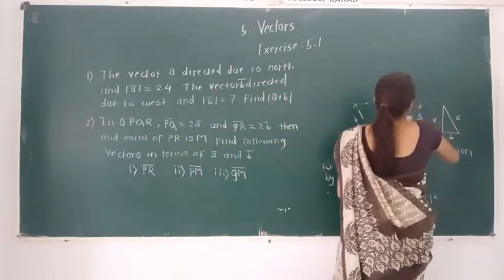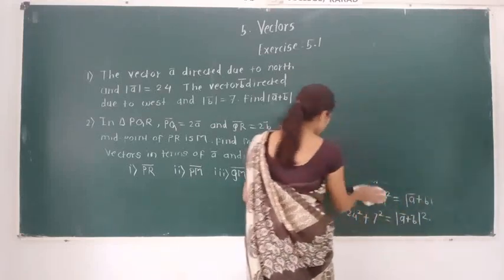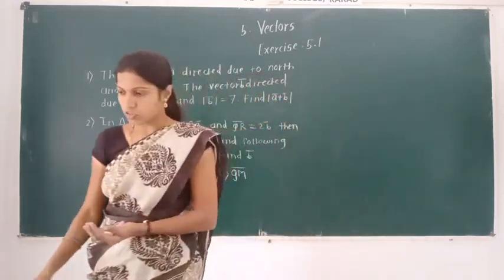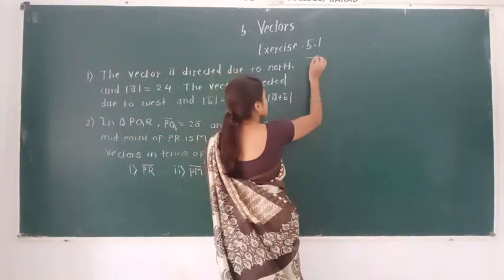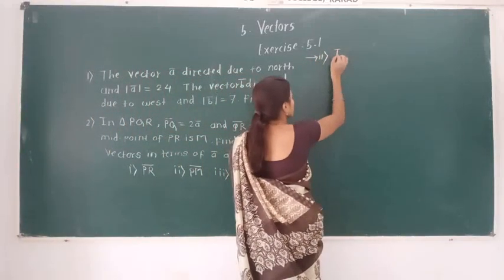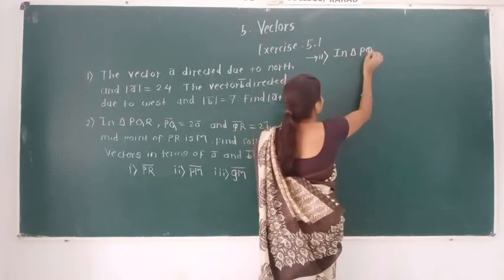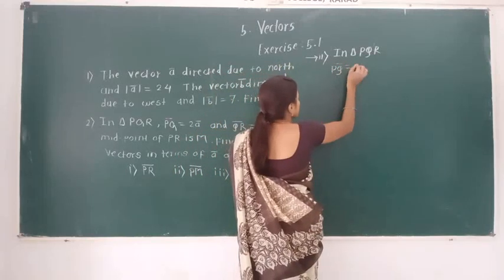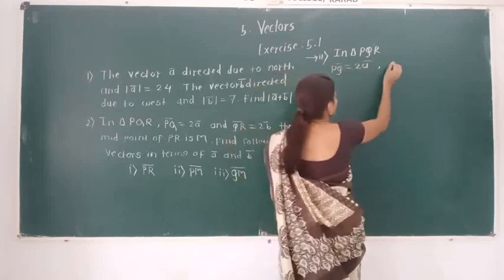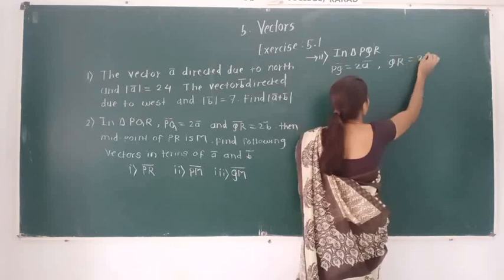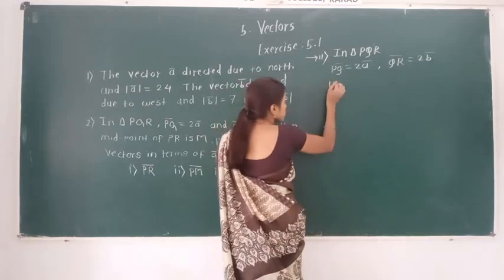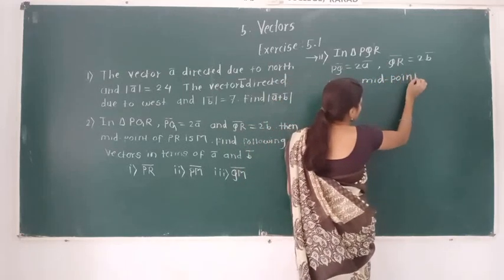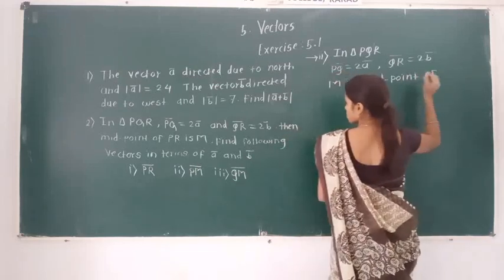So first of all, we write the given information. In question number 2, in triangle PQR, PQ bar is given as A bar and QR bar is given as B bar, and M is the midpoint of side PR.